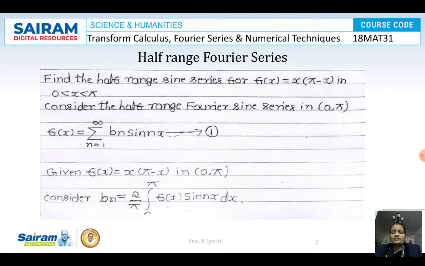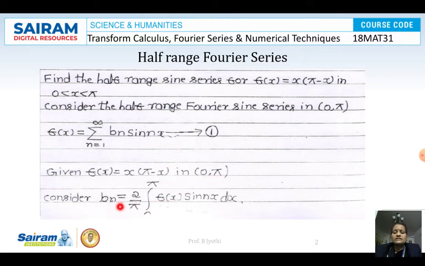So, half-range Fourier series. The problem is: find the half-range sine series for f of x equal to x times (pi minus x) in the interval 0 to pi. Now consider the half-range Fourier sine series in the interval 0 to pi, where f of x is given by summation bn sin nx. Let us call this equation number 1. So f of x is given by x times (pi minus x) in the interval 0 to pi.